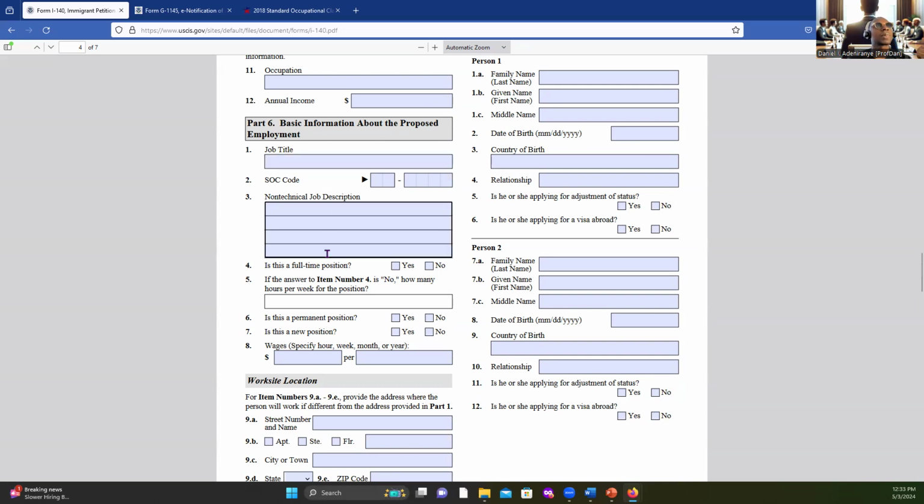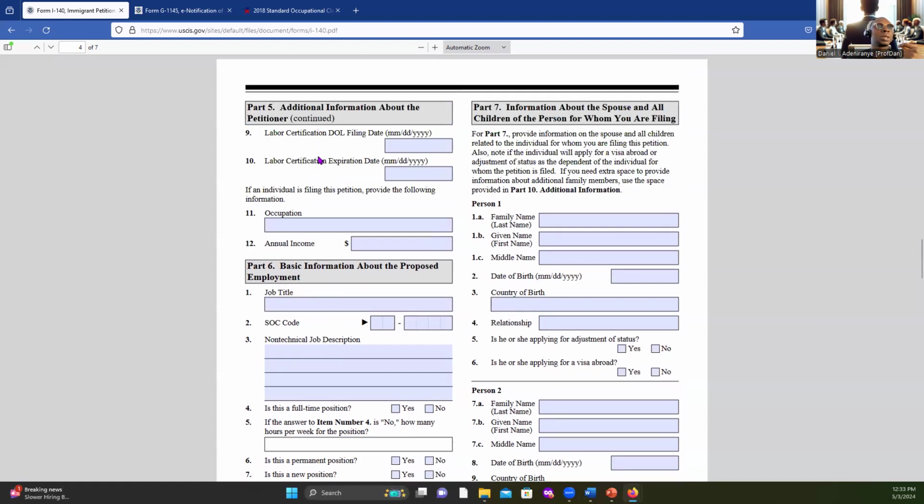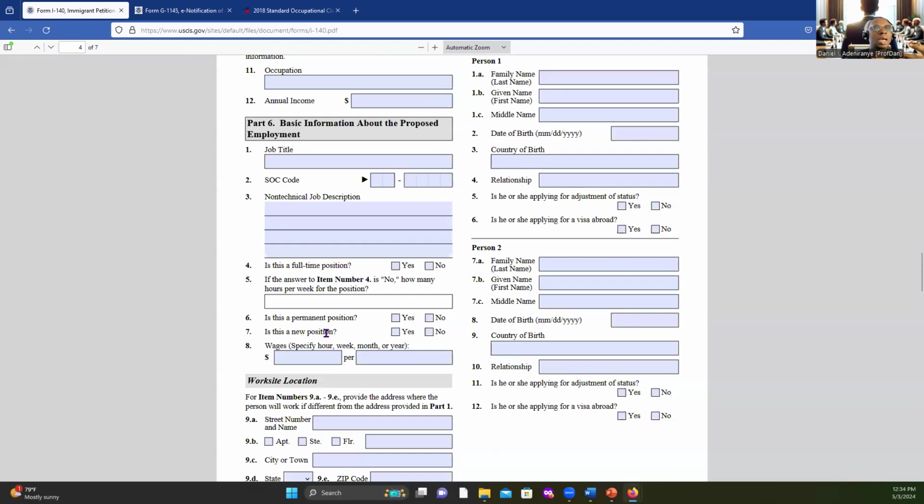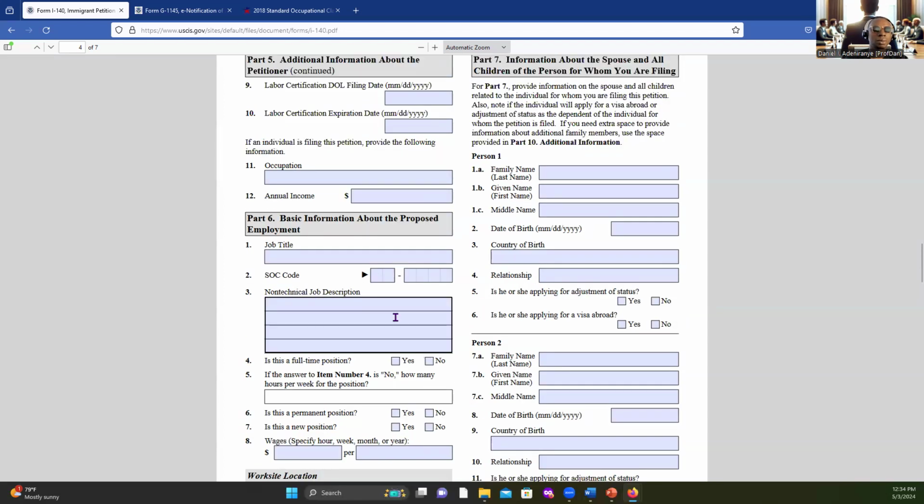Part 6. Basic information about the proposed employment. So in some cases, it is much easier for self-petitioners who already are employed or have an employment offer to fill this part 6. There are self-petitioners that are already employed, so it's easier for them to get all this information, for example, the wages, how much they are earning, and if it's a full-time permanent position or not.